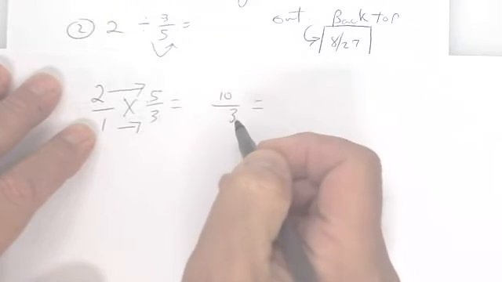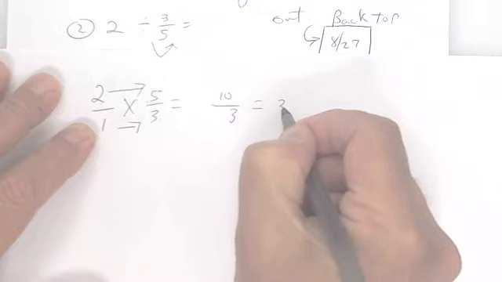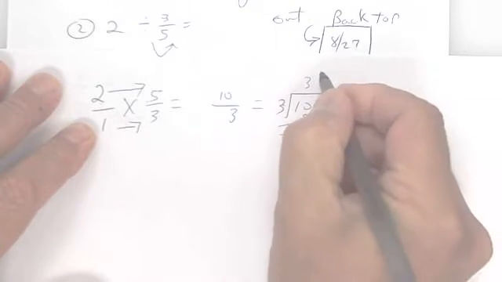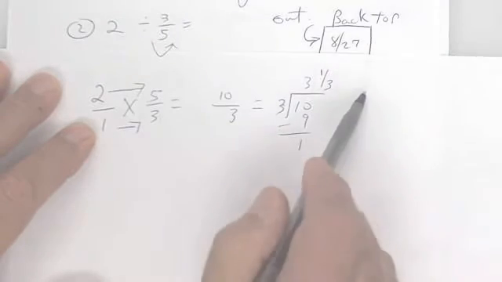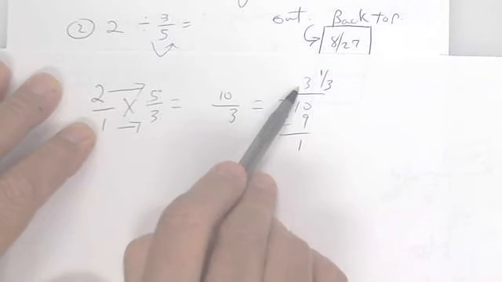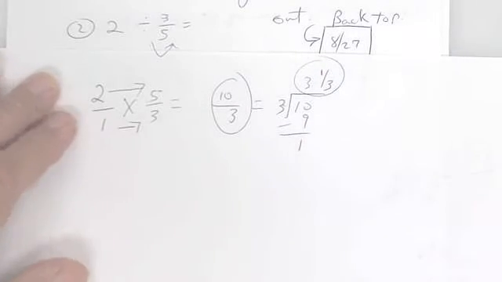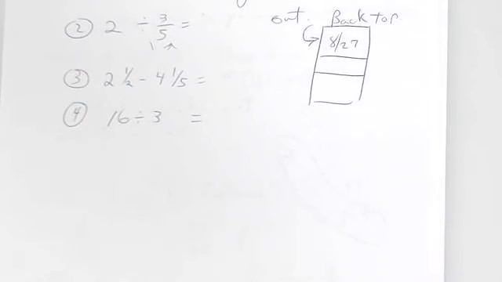You can leave it as an improper fraction as long as it's reduced. 3 goes into 10 3 times. That's 9, 1 left over. So it's 3 and 1/3. If you want to change it back, 3 times 3 is 9, plus 1 is 10. Either answer is fine, and I'll specify if I want it one way.